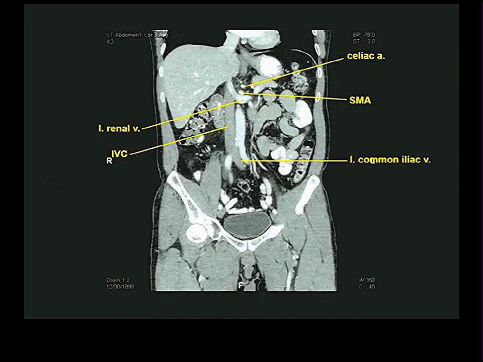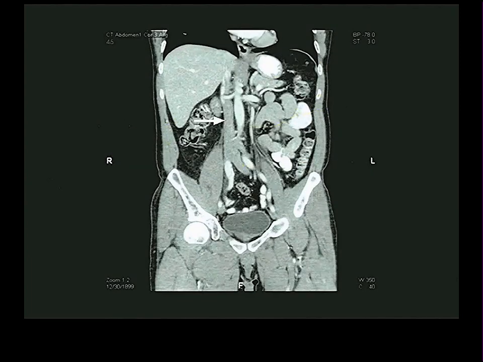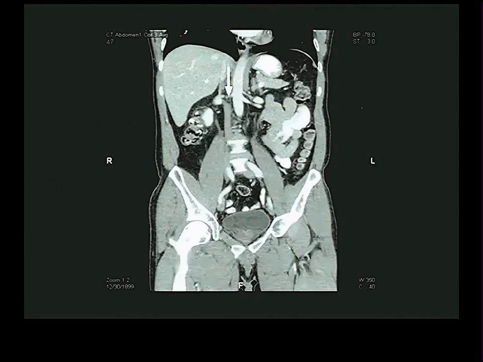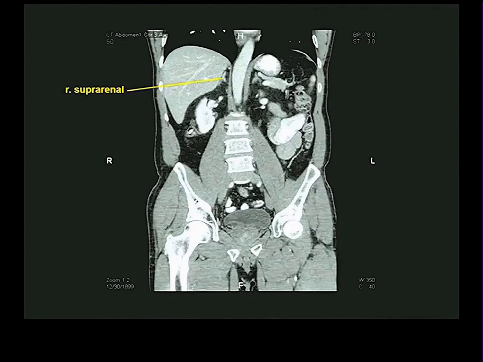The IVC, here is our celiac artery coming off the aorta, superior mesenteric coming off the aorta, the left renal vein passing in, crossing the anterior surface of the aorta, inferior to the origin of the superior mesenteric artery. IVC, aorta, here the right renal, left renal, and as we continue, we get into, look at that.